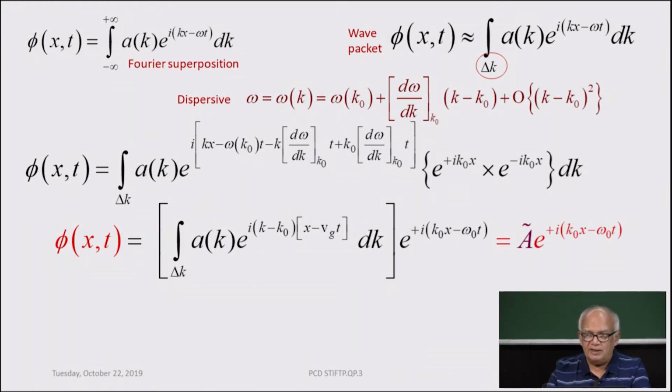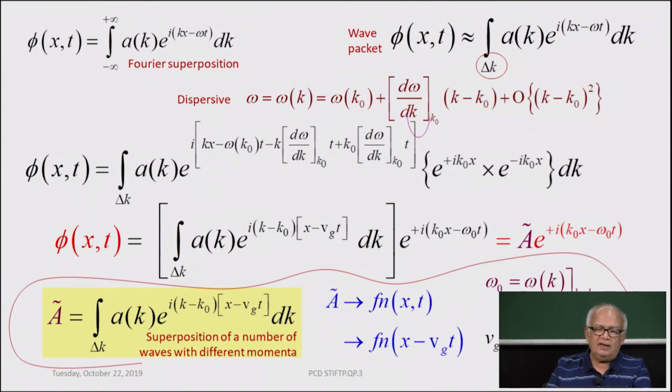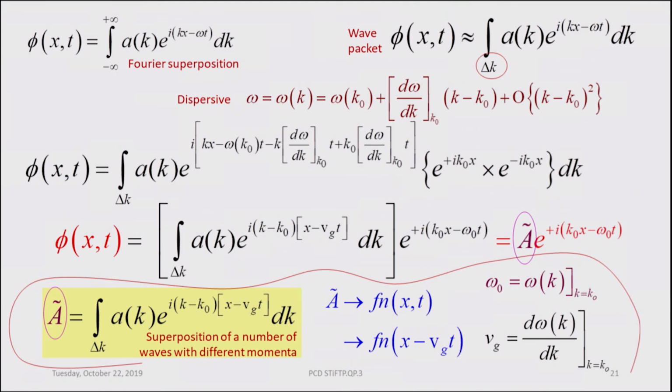A with that wiggle, which is called A tilde, and this A tilde itself does not have a single component of momentum, but it has got a number of them. You have a large number of waves with different momenta packed into this, and it is this wave packet which is moving at a group velocity d omega by dk. The peak of the wave packet moves at this group velocity.